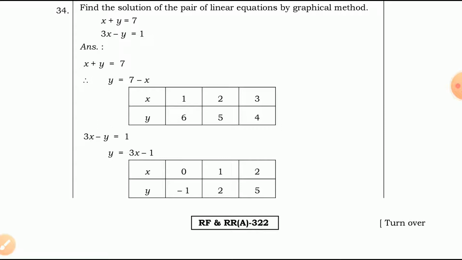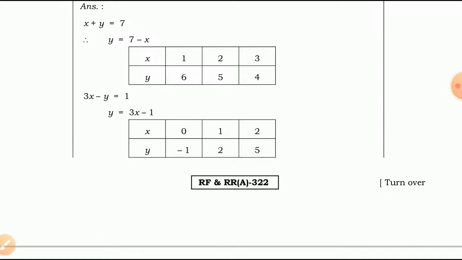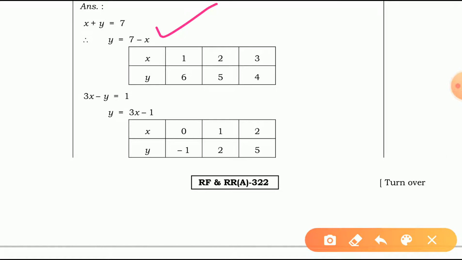First we have to construct a table. Here the first equation is x plus y is equal to 7. Transposing x to the right hand side, we get y is equal to 7 minus x. Put x is equal to some desired values, x is equal to 1, 2 and 3. Putting x is equal to 1, we get y is equal to 7 minus 1, y is equal to 6. For x is equal to 2, y is equal to 5. For x is equal to 3, y is equal to 4.